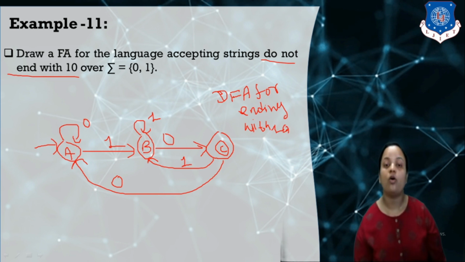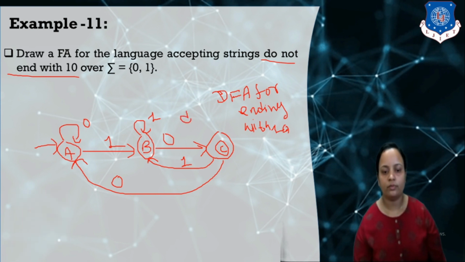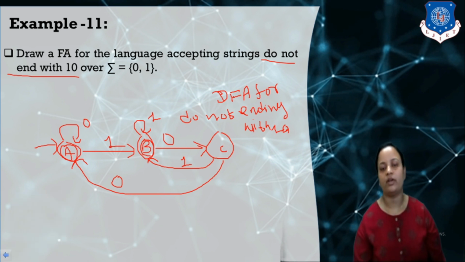Now our aim is do not end with. So what are we going to do? Simple. Make the non-final states final and make the final state non-final. So for do not, what are the non-final states? A is a non-final state, so make it a double circle. B is a non-final state, make B a double circle, which means make B a final state. And C is a final state, so C is our non-final state.